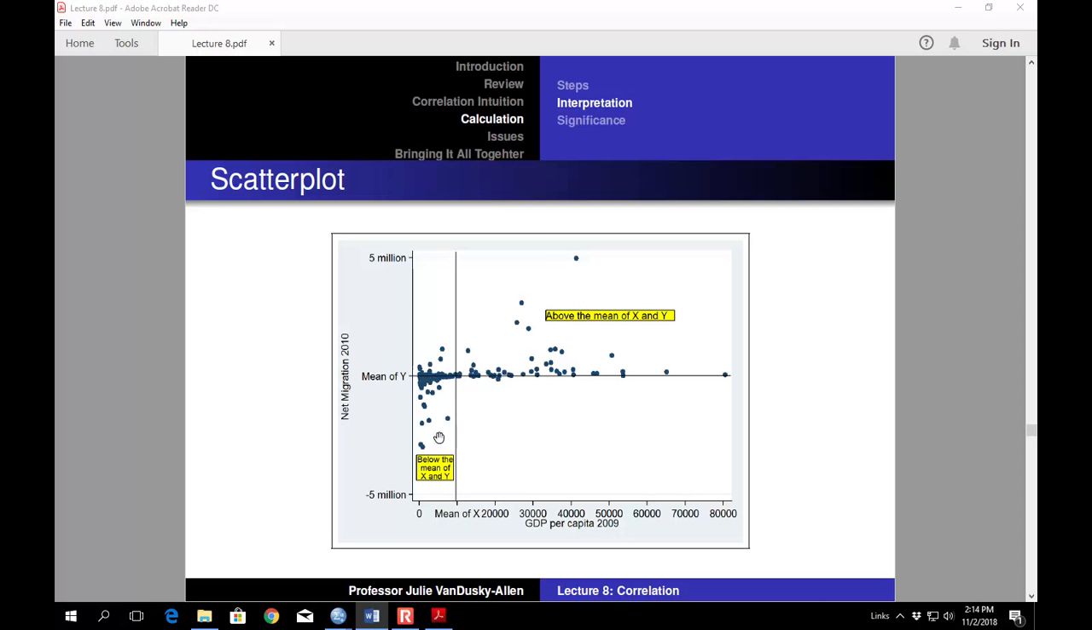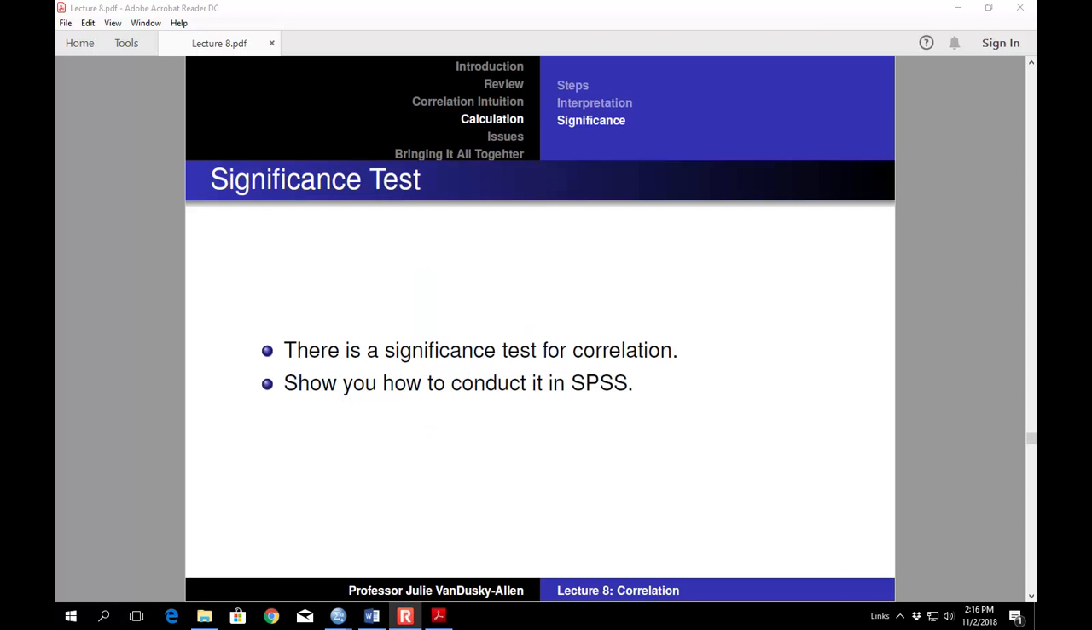However, the fact that this is only a positive relationship and not strongly positive means that some observations don't follow this pattern, like the observations in quadrant A. There is also a significance test for correlation that helps us determine if variables are statistically correlated. I'm going to show you how to conduct the test in SPSS instead of by hand.